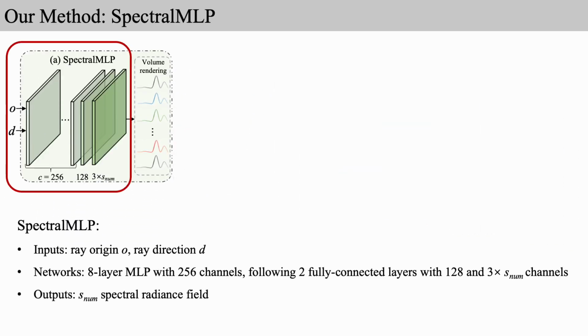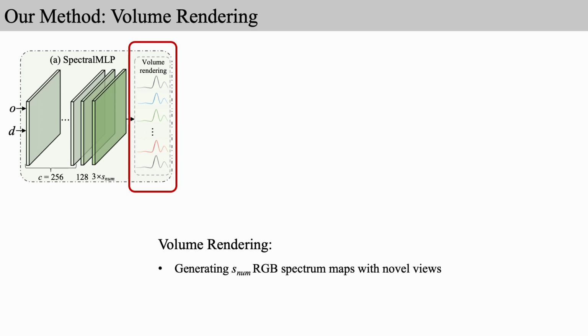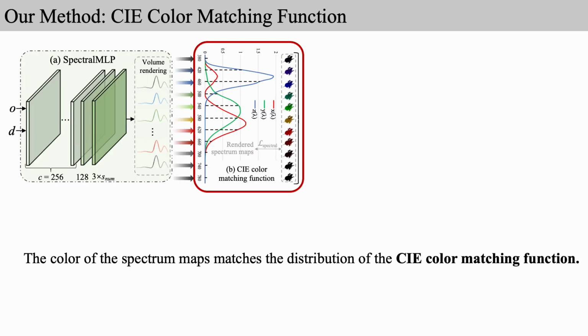First, for a given ray origin and ray direction, we propose the SpectralNeRF to generate the spectral radiance and the density. Following NeRF, we use an 8-layer MLP and ReLU activation to predict the density, and following 2 fully connected layers to obtain the spectral radiance. Volume rendering is then applied to generate RGB spectrum maps with novel views. The color of the spectrum maps matches the distribution of the CIE color matching function.